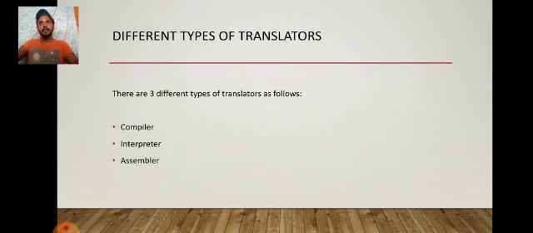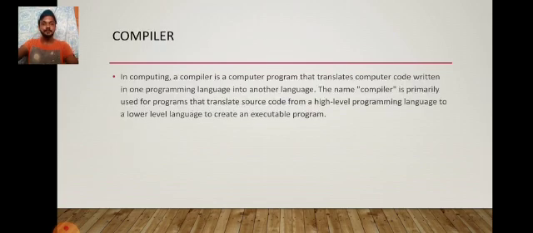So, different types of translator. There are three different types of translator, as follows: compiler, interpreter, assembler. So this is the compiler. A compiler is a computer program that translates computer code written in one programming language into another language. The name compiler is primarily used for programs that translate source code from a high-level programming language into a lower level language to create an executable program.